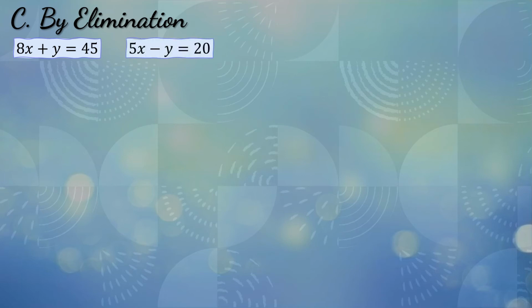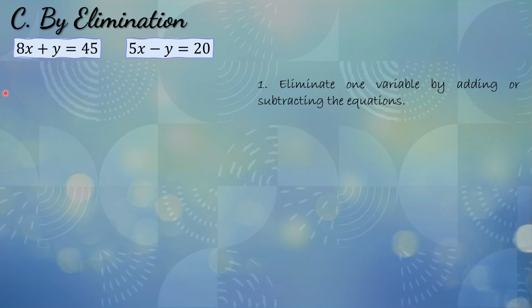Okay, last, solving system of linear equation by elimination. We have the two given equations 8x plus y equals 45 and 5x minus y equals 20. So first step is to eliminate one variable by adding or subtracting the equations. So kailangan may ma-eliminate tayo na it's either x or y para mahanap natin yung unang variable na ating hahanapin. So let us rewrite the two equations. 8x plus y equals 45 and 5x minus y equals 20.